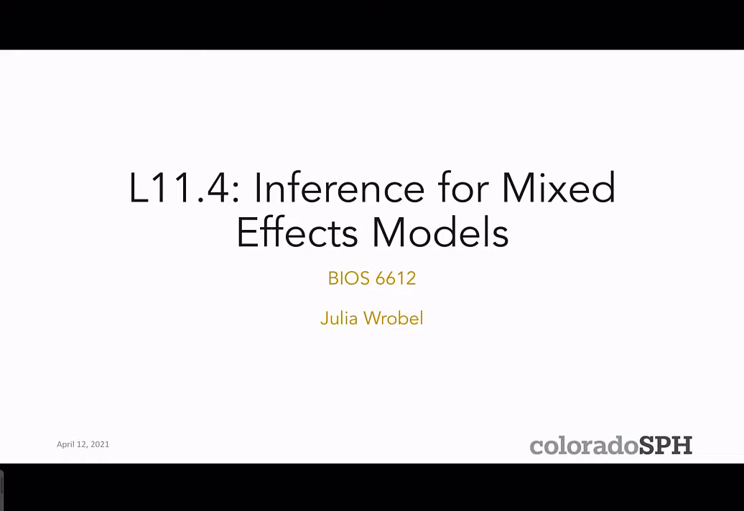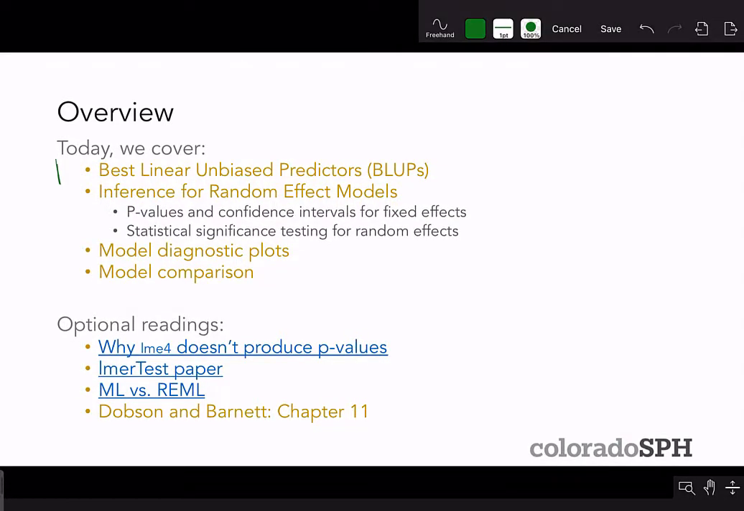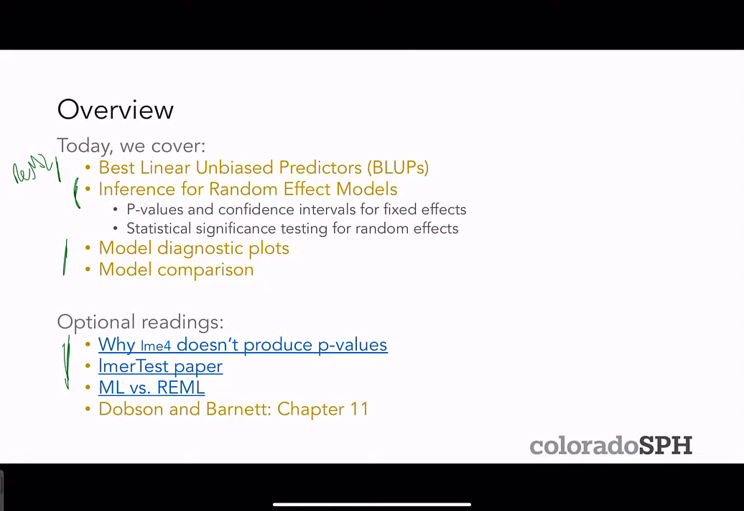In this final lecture, we're going to talk about inference for mixed effects models. We're going to briefly cover best linear unbiased predictors and restricted maximum likelihood estimates. And then we're going to go into practical ways of getting inference for random effects models, including p-values and confidence intervals, as well as a couple model diagnostic plots and some model comparison. And I've added a couple links here if you want to deeper dive into any of the issues that I'm going to be talking about in this lecture.